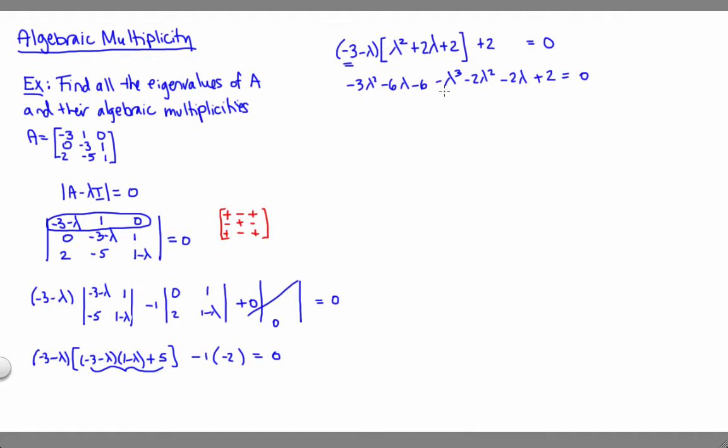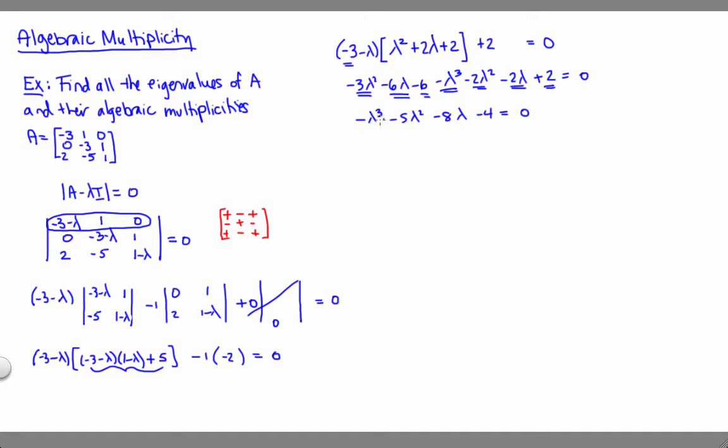So if we collect like terms here, we've got a minus lambda cubed. If we look at our lambda squared terms, we've got minus 5 lambda squared. We've got minus 6 lambda and another minus 2 lambda gives us minus 8 lambda. And then a minus 6 plus 2 gives us minus 4. And that's equal to 0.